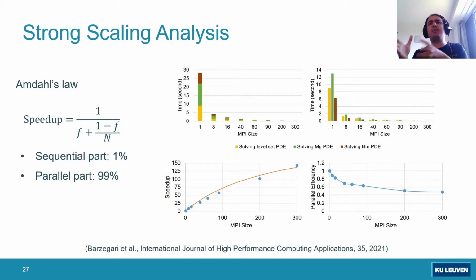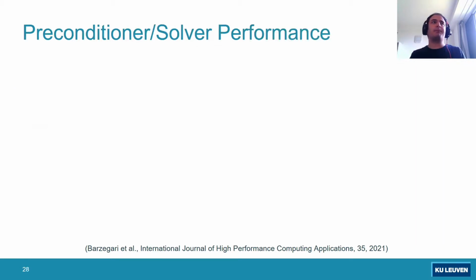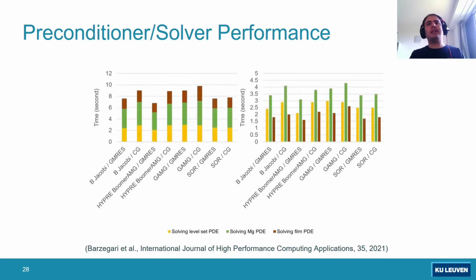And beside this speed up and efficiency, we can see that the employed technique is actually a good scaling performance. And also for preconditioner and solver performance, as I said, we have compared different preconditioners and solvers, and in the end, we came up with the algebraic multigrid and GMRES solver, and this is actually the reason that we saw the best performance is achieved using this combination.